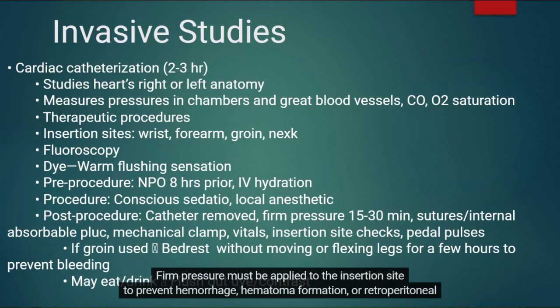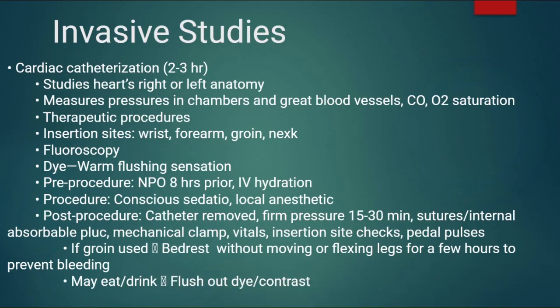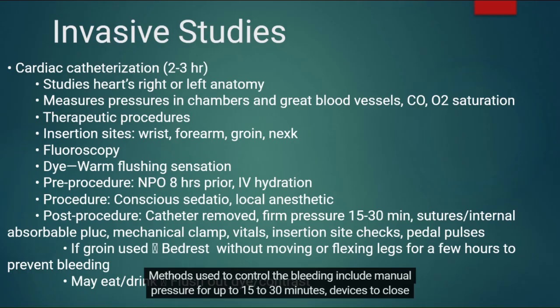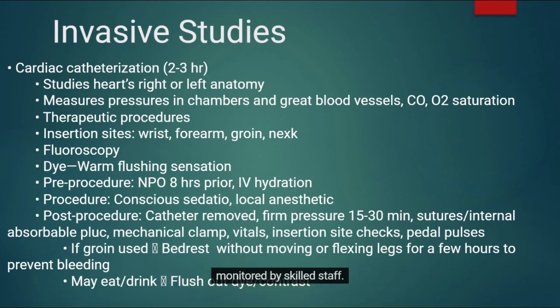Firm pressure must be applied to the insertion site to prevent hemorrhage, hematoma formation, or retroperitoneal bleeding, which are the most common complications. Methods used to control the bleeding include manual pressure for up to 15 to 30 minutes, devices to close the arterial puncture using sutures or an internal absorbable plug, and a mechanical clamp applied and monitored by skilled staff. Vital signs, the insertion site, and pedal pulses are monitored.